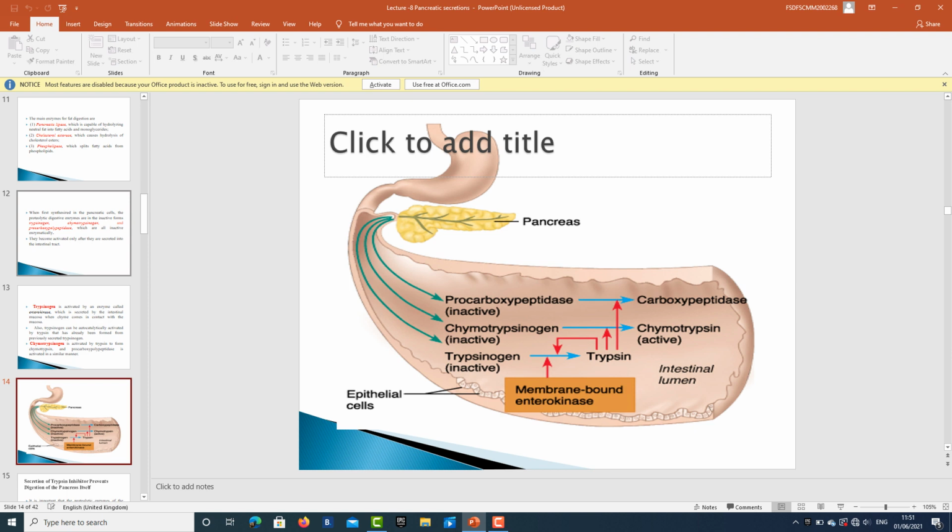Chymotrypsinogen is going to change to chymotrypsin, then trypsinogen to trypsin, and that is actually by the membrane bound enterokinase enzyme, which is being released from the epithelial cells. So, all these inactivated enzymes are being activated in the presence of enterokinase.